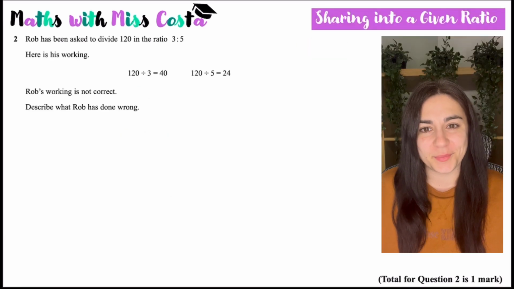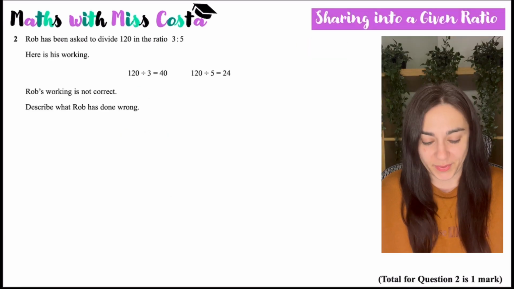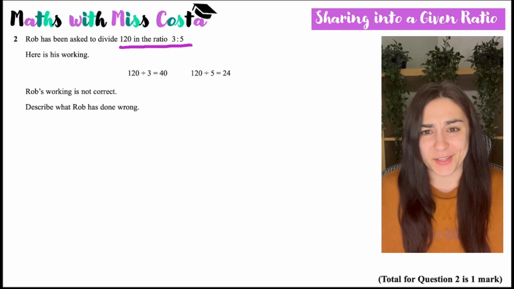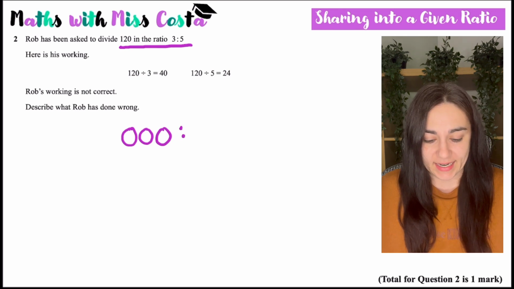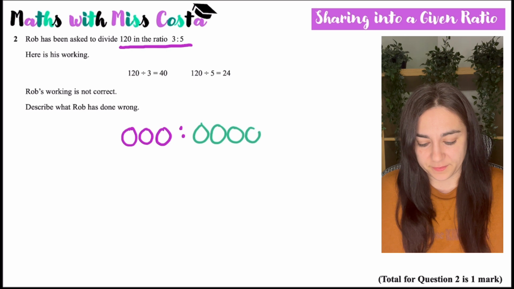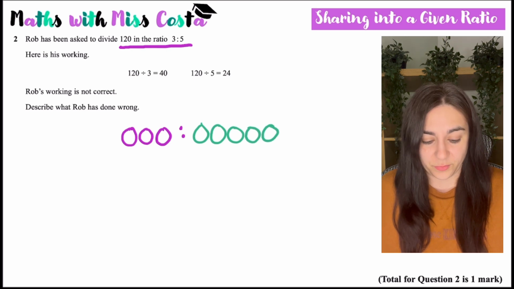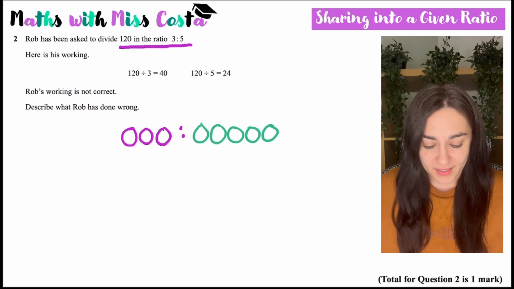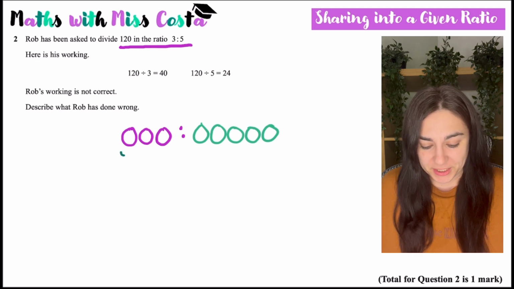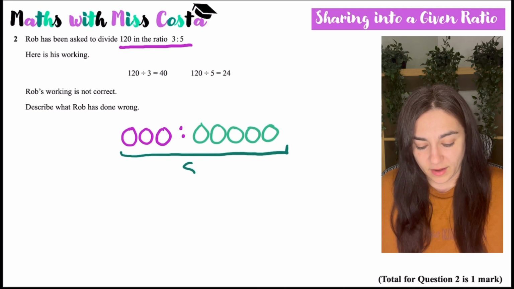In this question, I'm told that Rob has been asked to divide 120 into the ratio 3 to 5. Now, what do I do when I divide into a given ratio? I think about what it's actually asking me to do. I want to split 120 in the ratio 3 to 5. So for every 3 parts of whatever it is that I'm giving out to one person, I'm going to give 5 to another. So in total, each time I'm sharing my ratio, I am sharing out 8 parts.